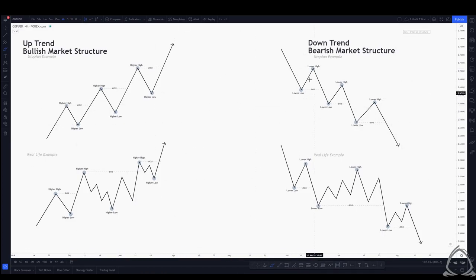But again, like the bullish example, this is more of the utopian example. This is the textbook example. But we also want to look at what we're more than likely going to see on a true price chart, so that we can be prepared for what is to come on an actual chart. What we can see here is price creating a lower low. We get that retracement or correction to create a lower high. We then break that previous low, creating a lower low.